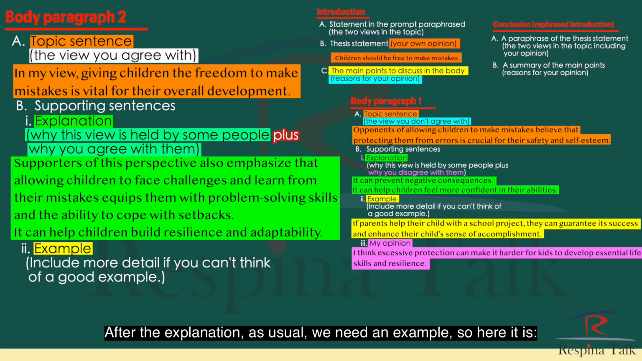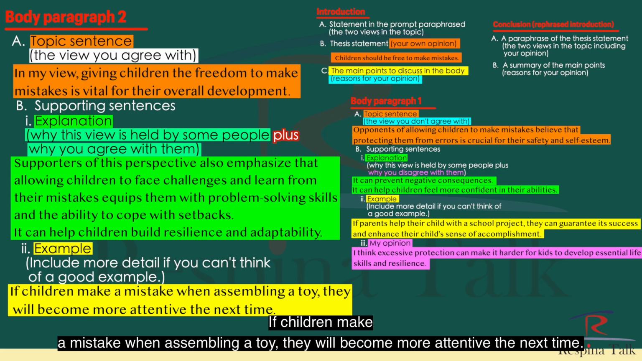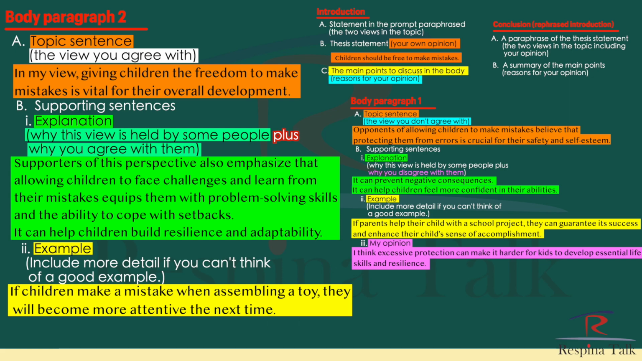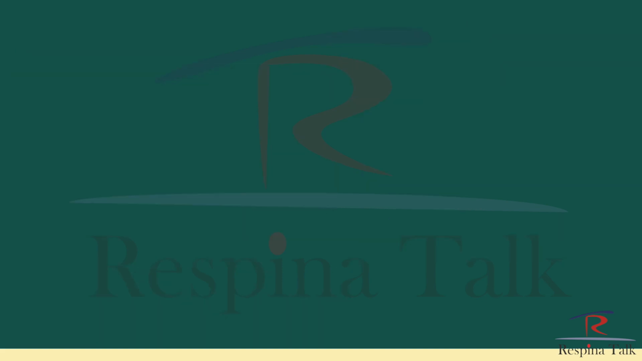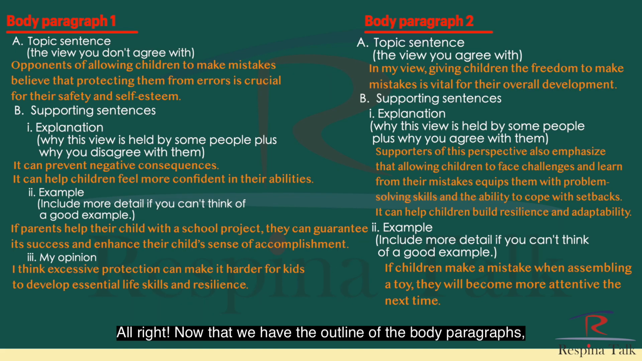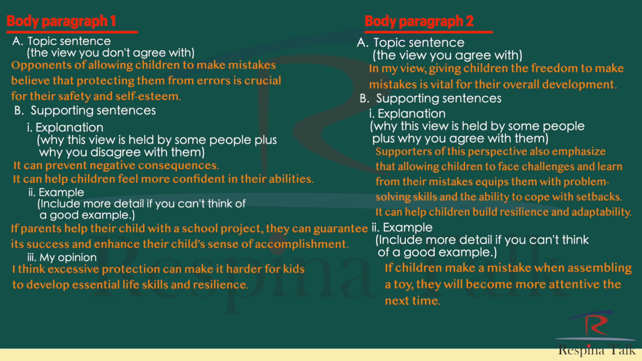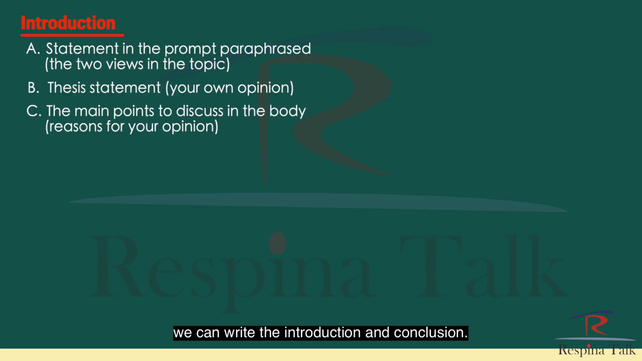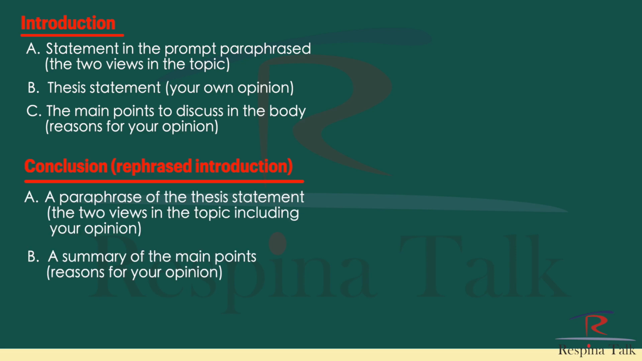After the explanation, as usual, we need an example. So here it is. If children make a mistake when assembling a toy, they will become more attentive the next time. All right, now that we have the outline of the body paragraphs, we can write the introduction and the conclusion.